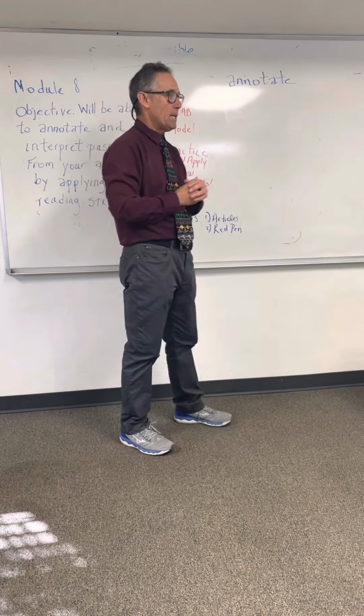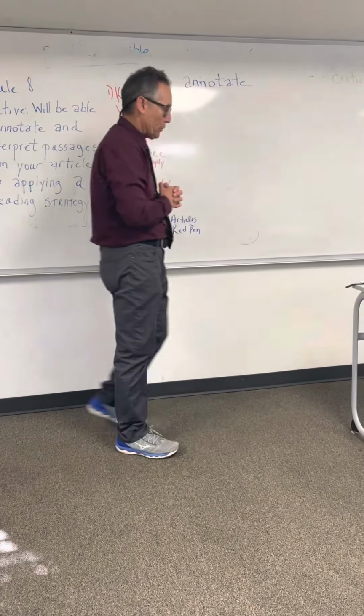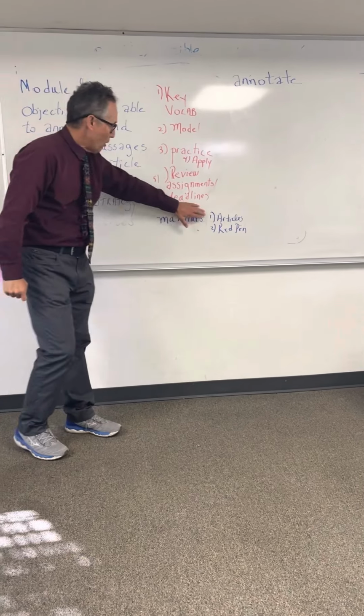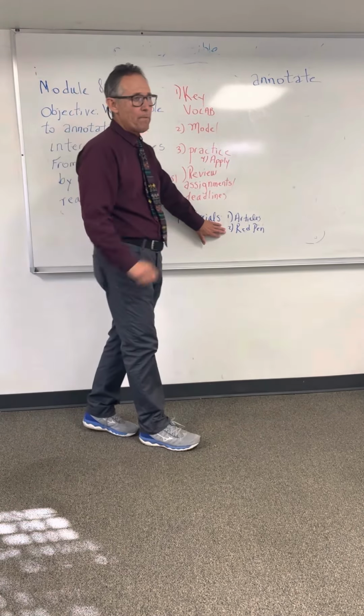Once this is done, I'm going to model then a strategy. The materials that I will use for this are an article on Bob Marley and then a red pen. So why the red pen?